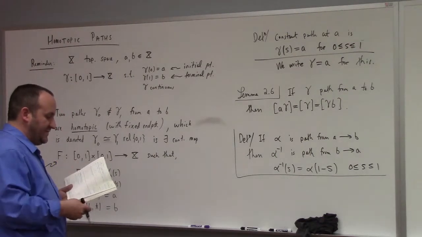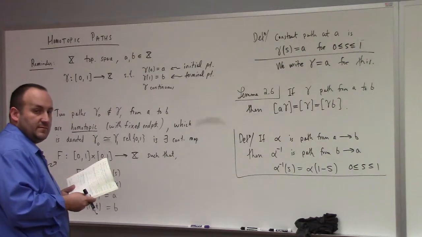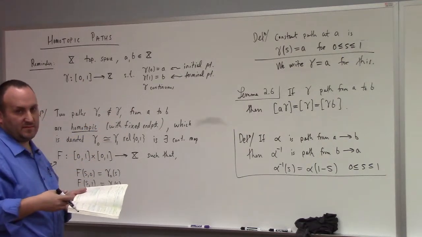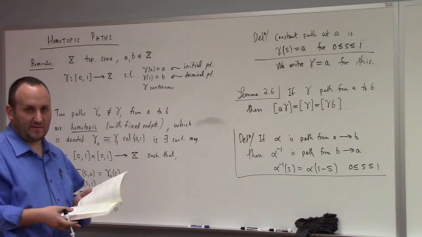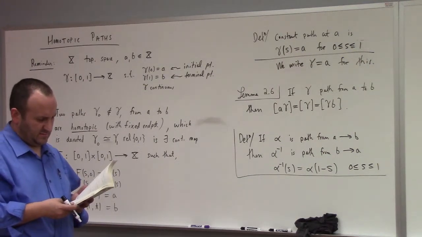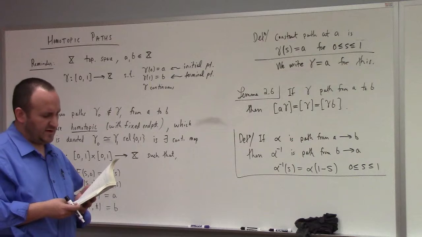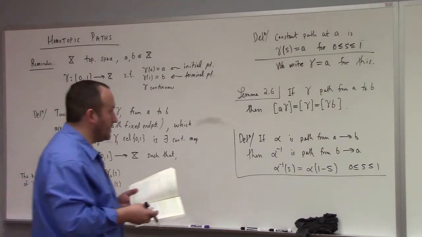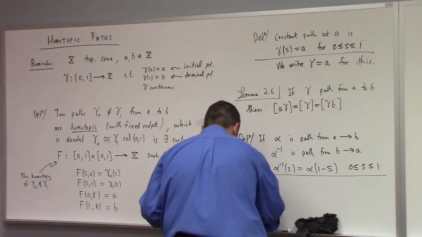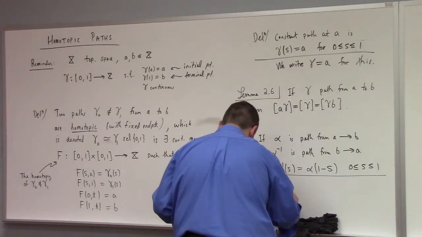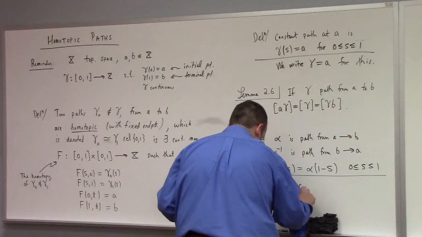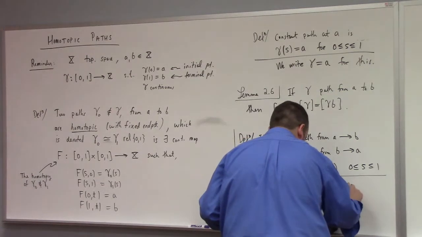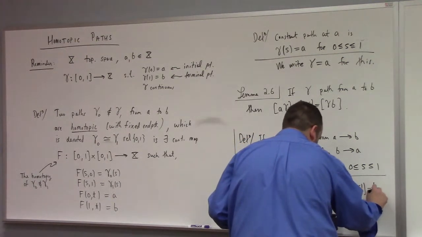So he says alpha inverse corresponds to running backwards along alpha. For example, for the constant paths, A inverse is equal to A, I think, or, well, wait a minute. He says, in particular, for the constant path B, we have B inverse equals B. Okay, great. Lemma. If alpha 0 is homotopic to alpha 1, then guess what? Alpha 0 inverse is homotopic to alpha 1 inverse.